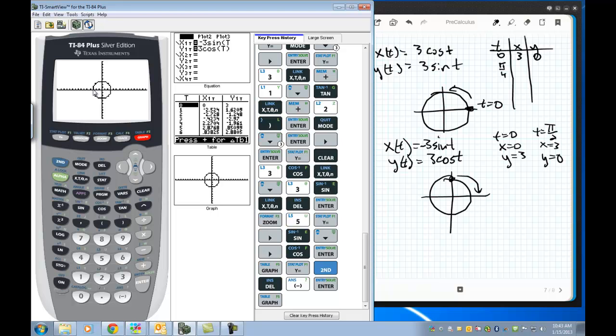We're going to play with those a whole bunch. Those are actually really fun to do. Now, I want to emphasize something. Watch what happens if I change my t-step from 0.13 to 1.